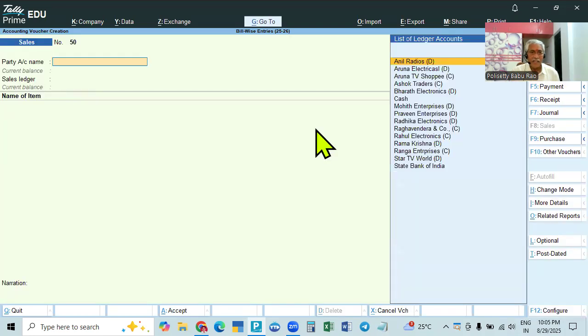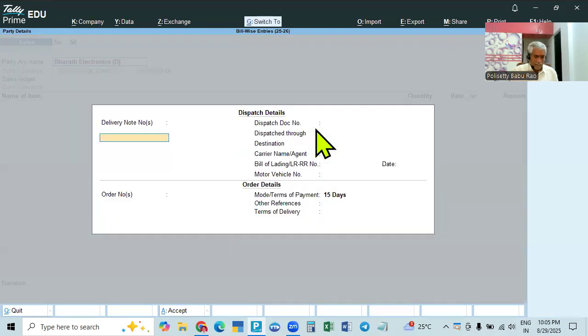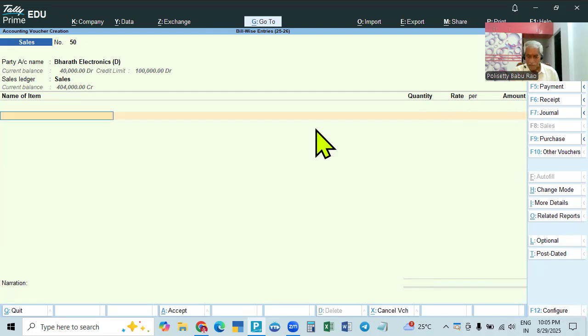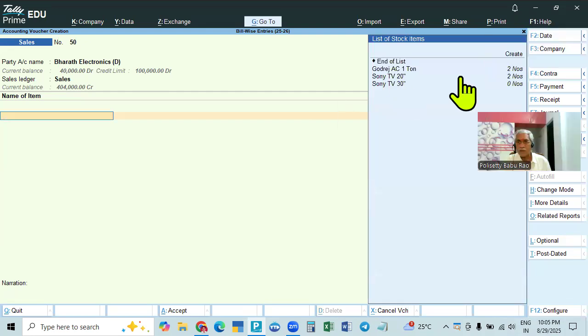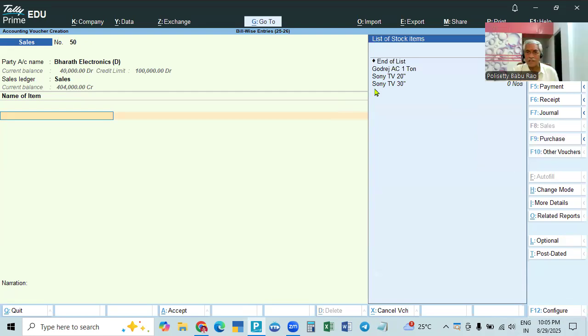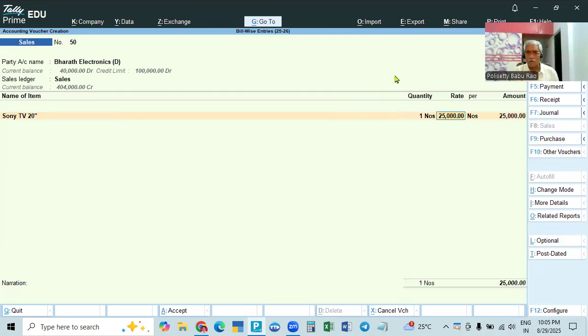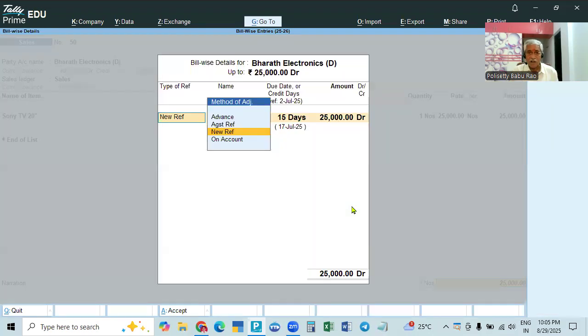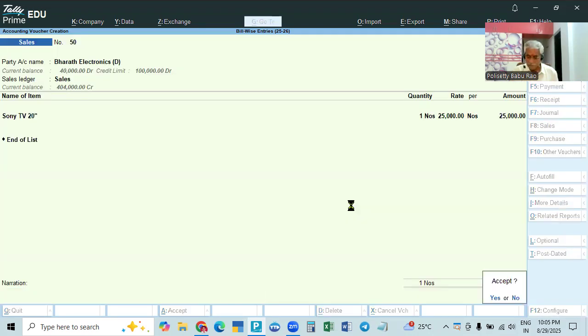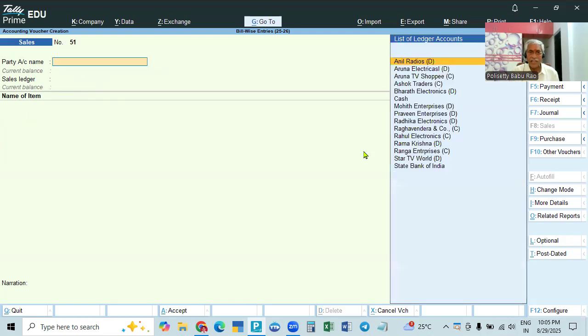Now on 2nd July, again we are selling to the same person. We are selling, accept. See here, Sony TV, one number we are selling, 25,000. Now the balance is 40,000. The new bill is 25,000. Total balance will be 65,000, less than the limit. So accept. So accepted. Page up. See, balance is 65,000. Limit is 1 lakh. So this is our 1st July and 2nd July.